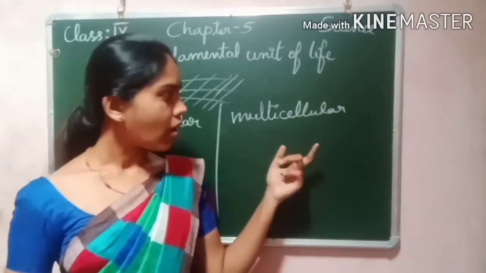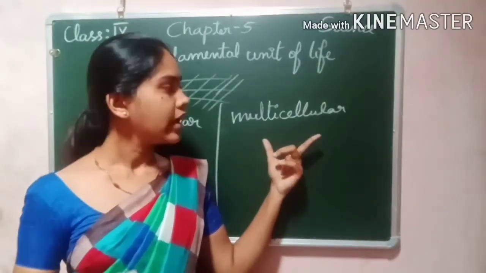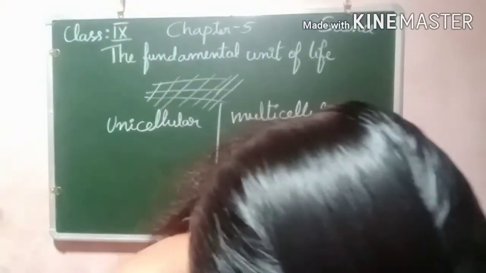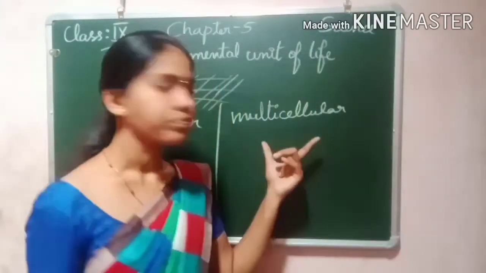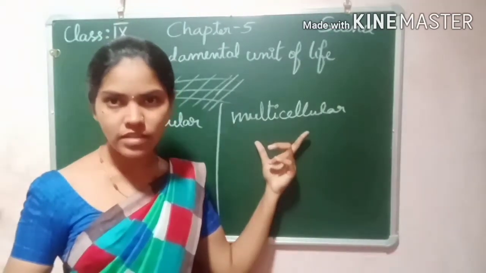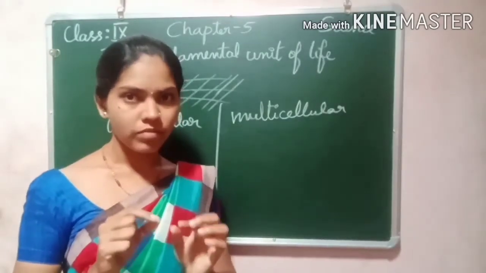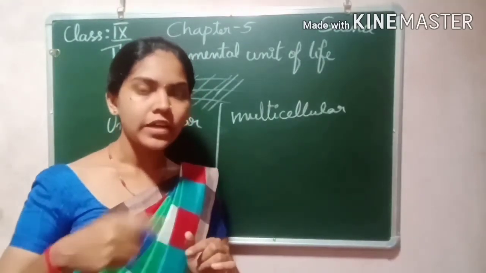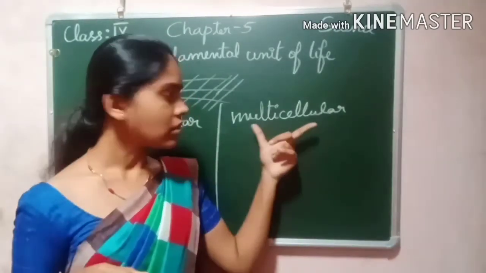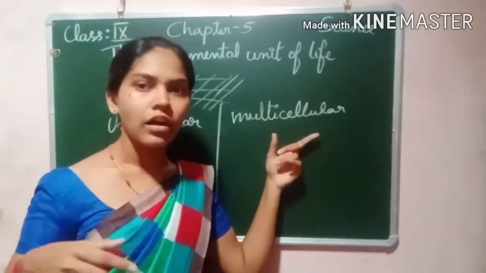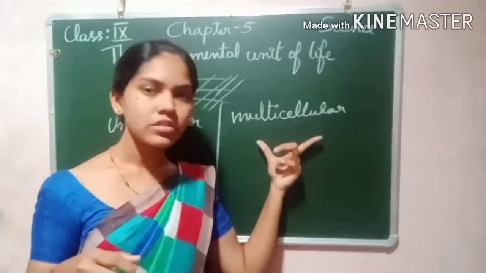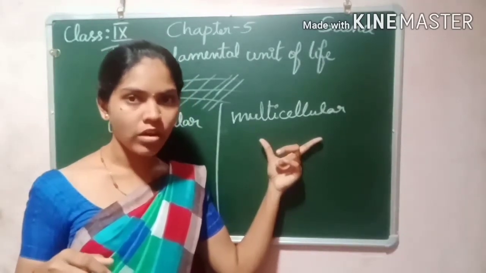Every multicellular organism has come from a single pre-existing cell. One cell divides into many cells. Cell division takes place, so each cell is obtained from a pre-existing cell. There is a process of cell division in multicellular organisms.